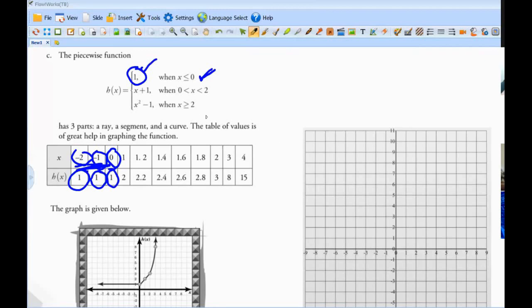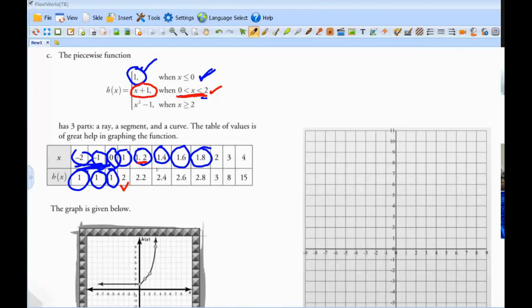But if you give values from 0 to 2, 0 and 2 are not included. So what are those numbers? 1, 1.2, 1.4, 1.6, 1.8. 2 is not included. So you are referring to this function. If you give 1, 1 plus 1 is 2. If it is 1.2, it is still from 0 to 2, so you still use this.